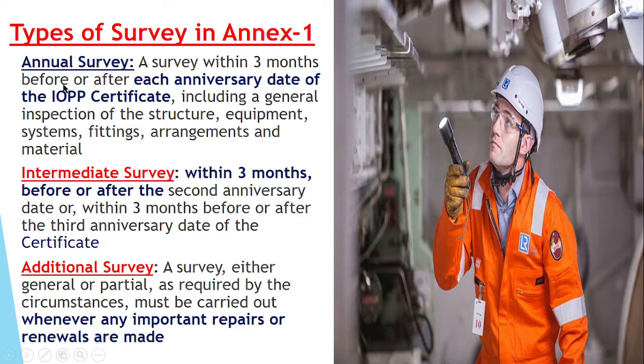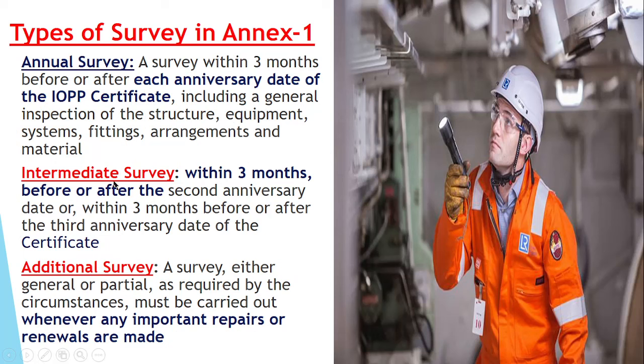Now what is the annual survey? Its name is already very clear. Annual survey means the survey which is carried out on an annual basis on each anniversary date. You have got a window period of 3 months before and after the anniversary date. But what is the difference between annual survey and renewal survey? Here we are carrying out only a general inspection, okay? But in renewal survey we are carrying out a thorough inspection.